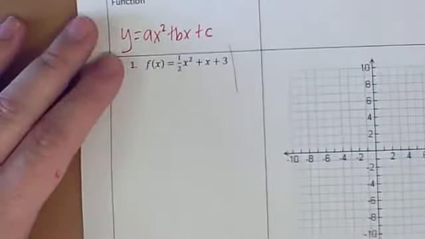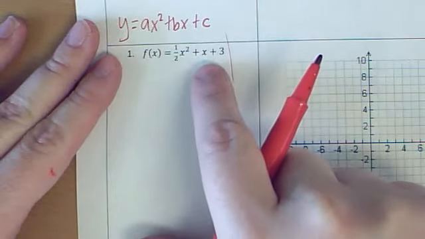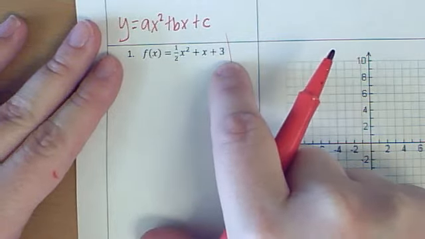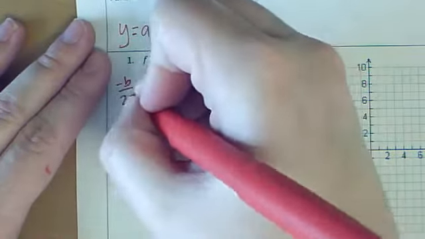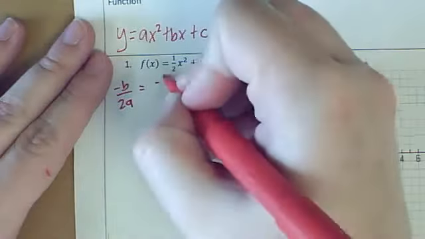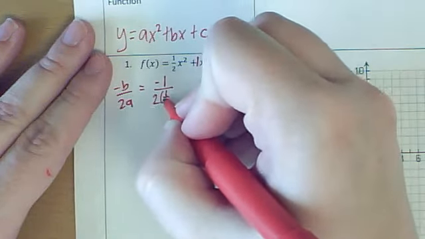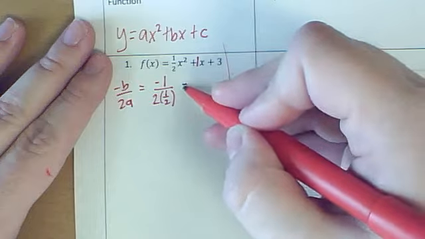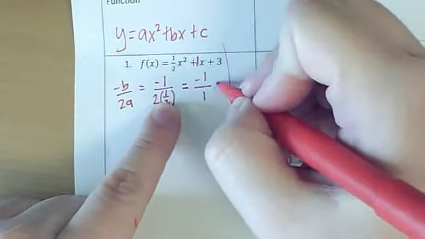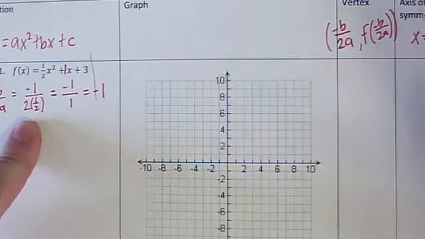So now going back to this first equation, I have f of x equals 1/2 x squared plus x plus 3. So my a is 1/2, b is 1, c is 3. So the very first thing that we need to do is figure out what negative b over 2a is. So I'm going to have negative 1, because that's what my b is, over 2 times 1/2, because my a is 1/2. Plug it in. I have negative 1 over 2 times 1/2, which is 1, so I get negative 1. Alright, that's the x value of this vertex.